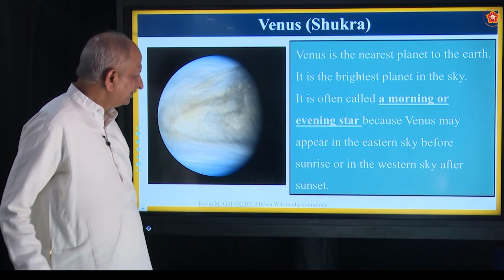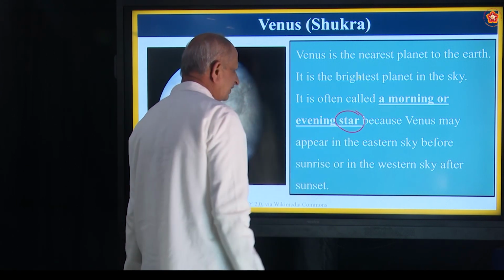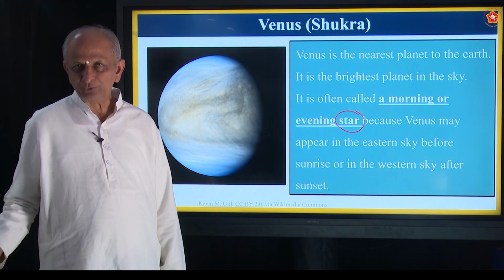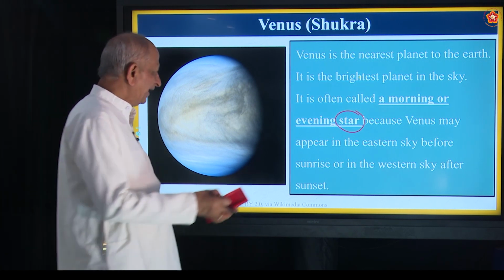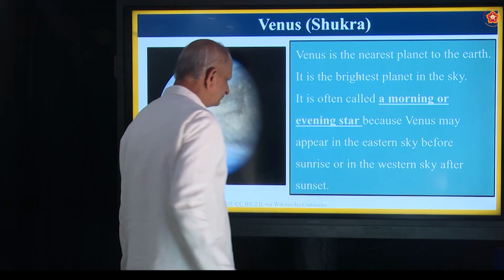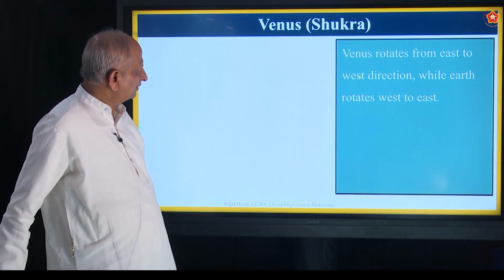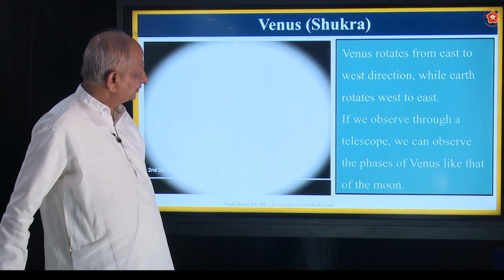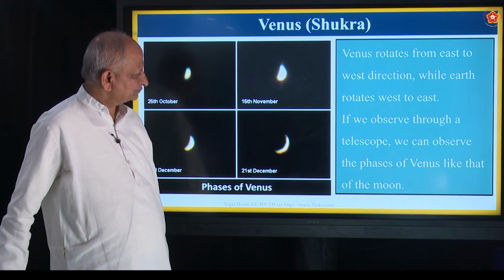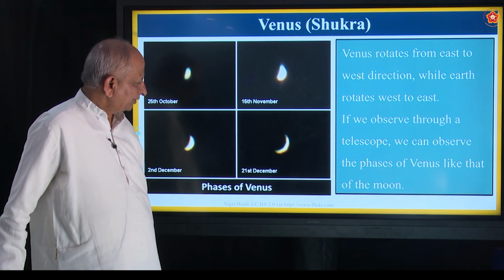But please note, it is not a star. Why is it not a star? It won't twinkle. It is a planet. But for convenience, we call it a star. Okay? Then you have the third one. And one more thing is that Venus rotates from east to west, while the Earth rotates from west to east. So, how can you see it?